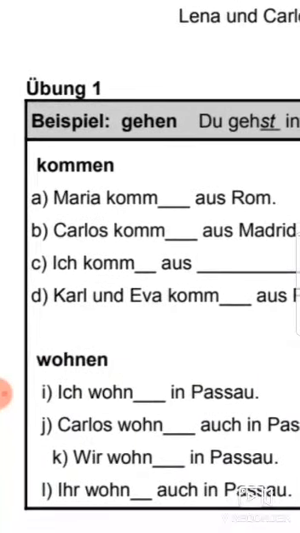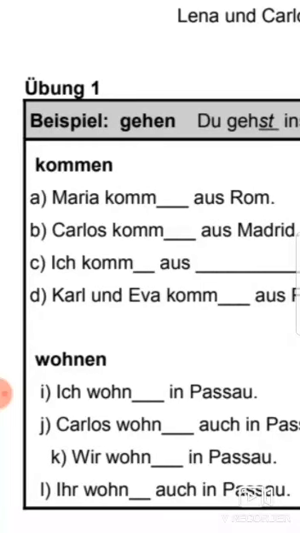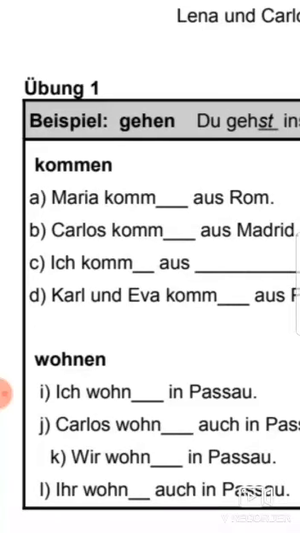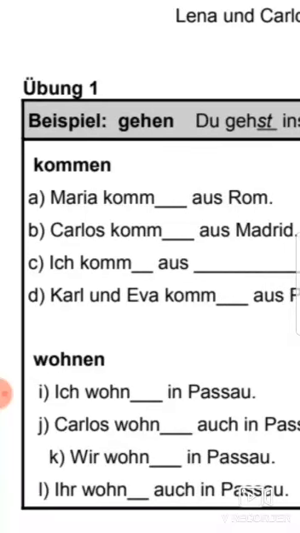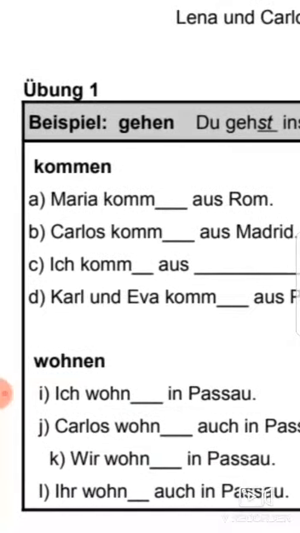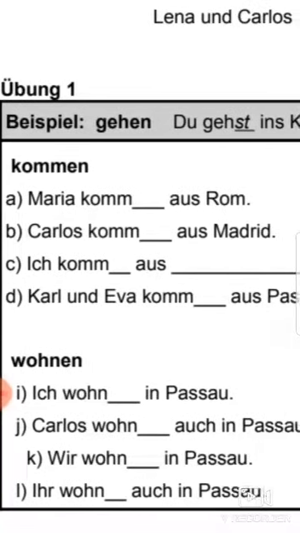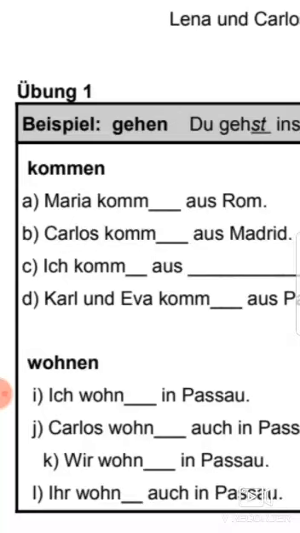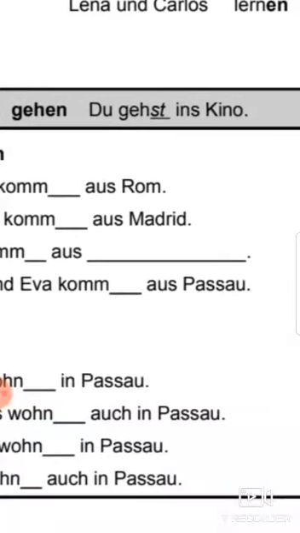Okay. Kommen. Maria kommt aus Rom. Maria is a single person. So, K-O-M-M, T. You will add T on the stem. Aus, from, Rome. Carlos kommt aus Madrid. Ich komme aus India. Karl und Eva kommen aus Passau.